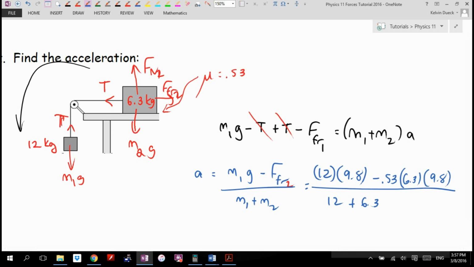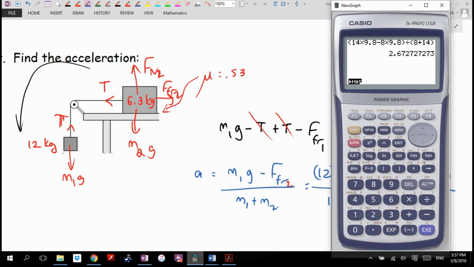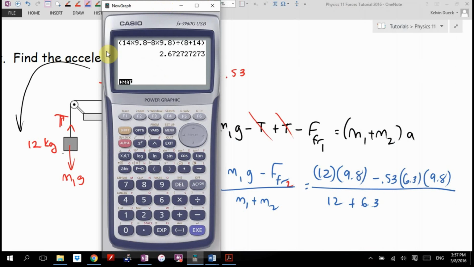You need to make sure you're okay with typing that in. I'll do it real quick here. Let me uncover the work. It would be bracket 12 times 9.8 minus 0.53 times 6.3 times 9.8, close off the top, divided by bracket 12 plus 6.3. I should get less than 9.8. I do, so at least I'm in the ballpark. Okay.